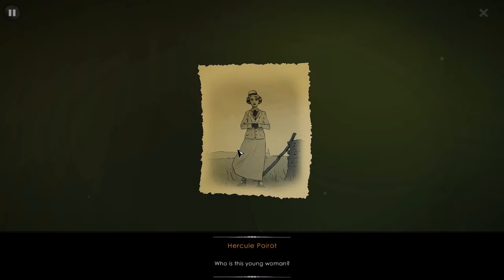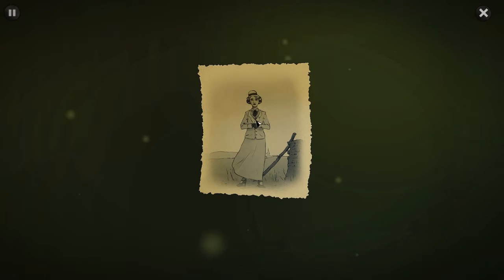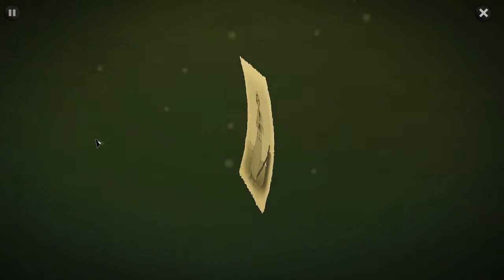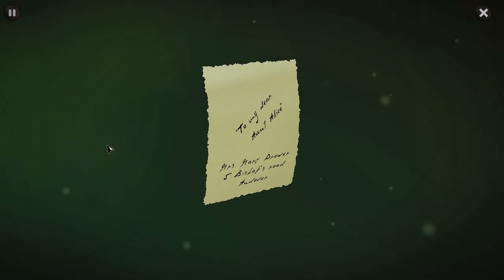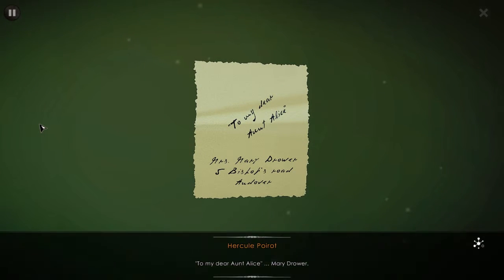Who is this young woman? I don't know. Well, it probably has something to do with the case, but I don't see how a photograph of a young woman has anything to do with the murder. But on the other hand, I only play as Hercule Poirot. Aunt Alice, married Howard. Okay, so that was her niece.